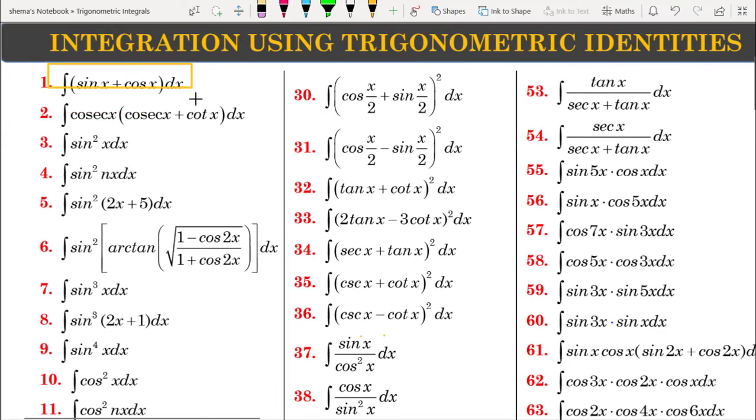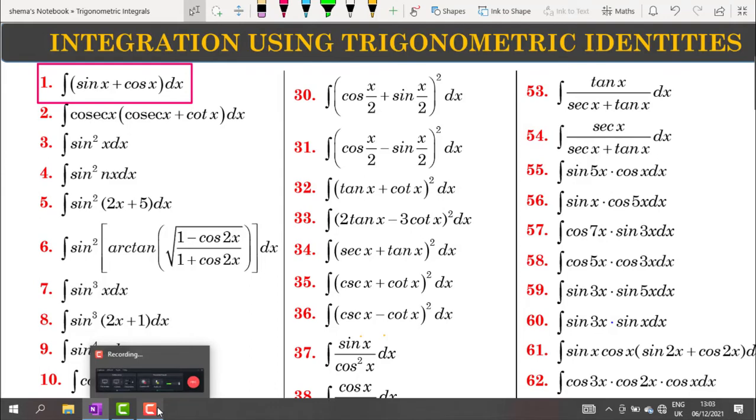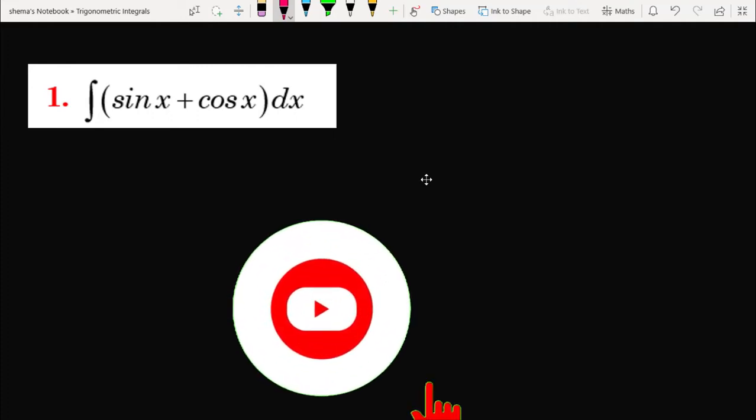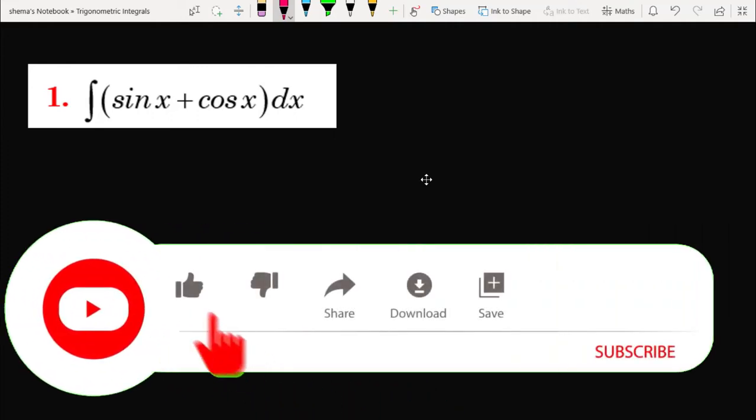Let's integrate this first question. Integrals of sine x plus cosine x dx.